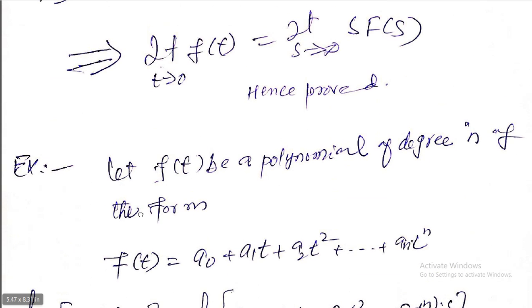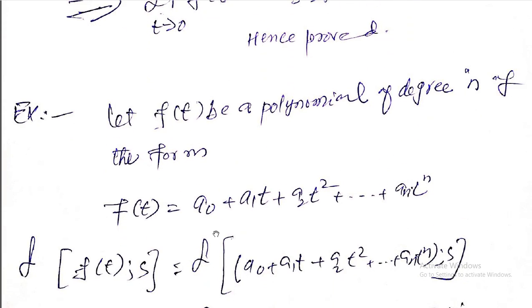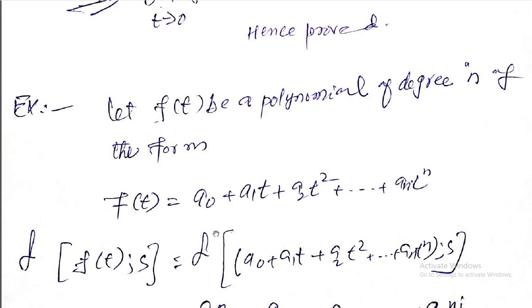So now we have an example. Let f of t be a polynomial of degree n of the form. We are just going to verify this theorem by taking an example. f of t equals a naught plus a1 t plus a2 t square and so on plus an t to the n.